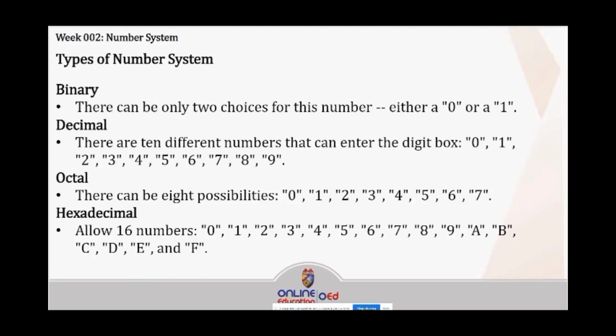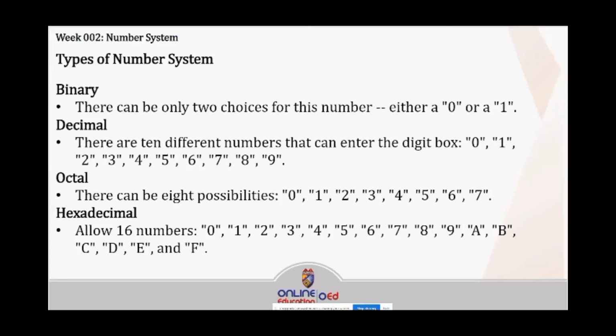Next is the decimal. The decimal is the number that we use in our daily lives, from 0 to 9: 0, 1, 2, 3, 4, 5, 6, 7, 8, and 9. For octal, we have 8 possibilities, from the word octal, which means 8: 0, 1, 2, 3, 4, 5, 6, and 7.